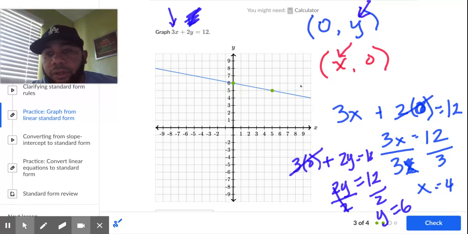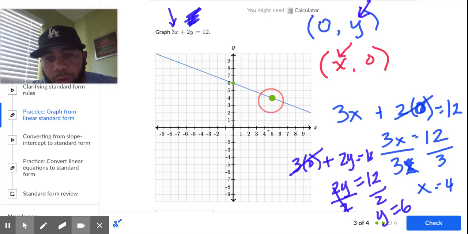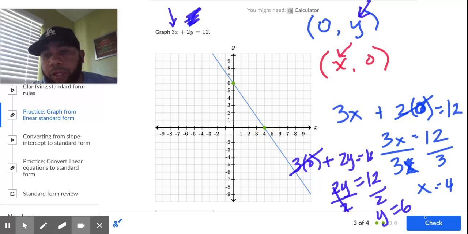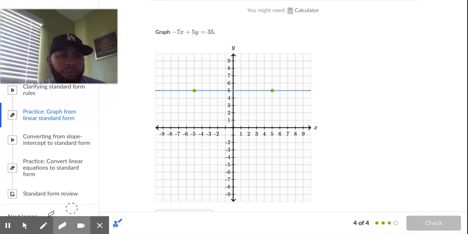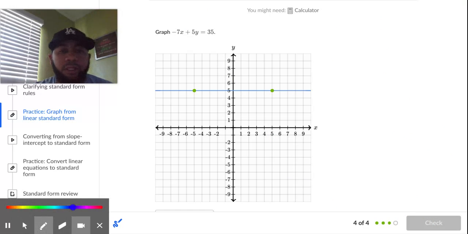And if y is 0, x was 4, and that's that point right there. And I apologize on that one for not color coding that one the right way. All right, let's clear it out. Okay, let's see this one.